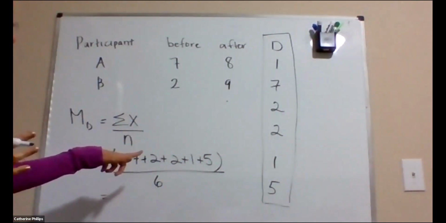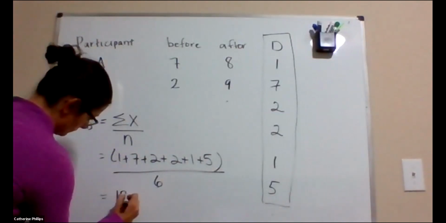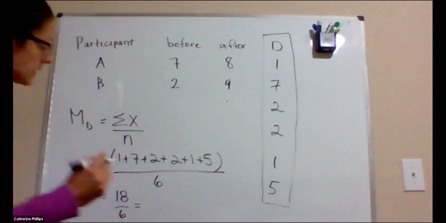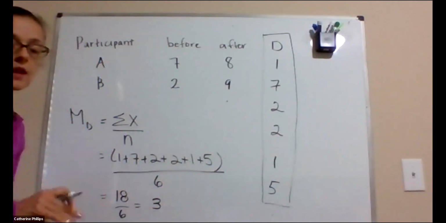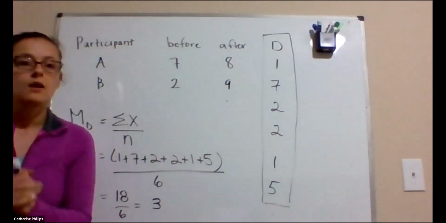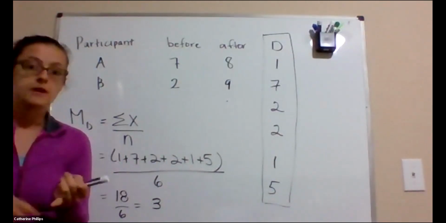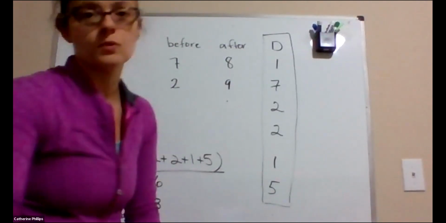I've got 18 divided by 6, and 18 divided by 6 is 3. All right, so I'm going to pause here, and then when we come back, I will calculate with you the sum of squares, the standard deviation, the variance, those pieces.